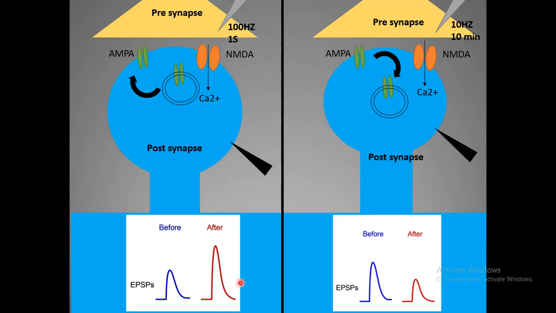Now here you can see the EPSP. It's a baseline EPSP that you can record. After a high frequency stimulus, you are going to record a boosted response, whereas the scenario is opposite in the case of a low frequency stimulation, which gives rise to synaptic depression.